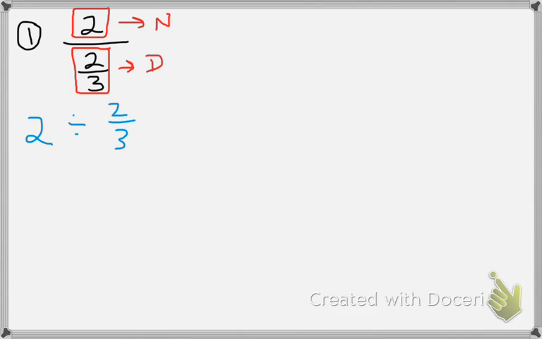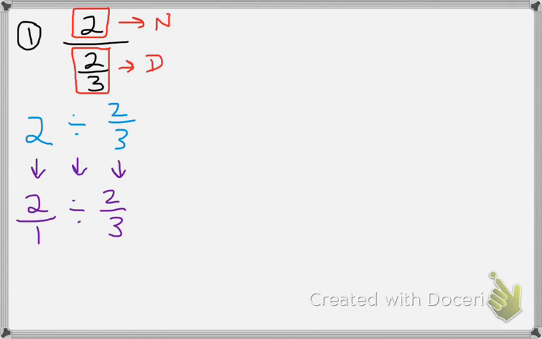Before we move on, basically we're dividing fractions here, but we have a whole number. Now we need to change that whole number into a fraction, and in order to do that, we put that number over 1. So we can redo that here: we change that 2 to 2 over 1, divided by 2/3.